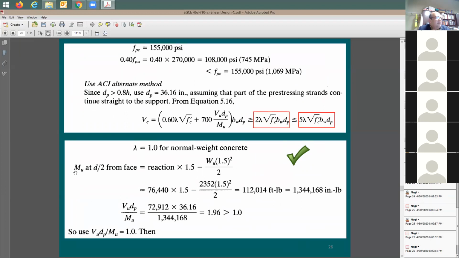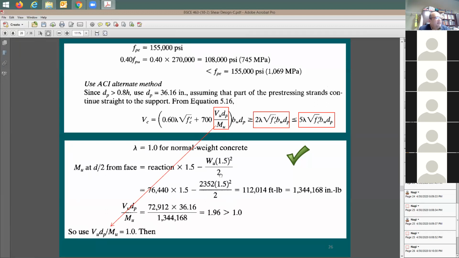I'm going to try to find this M sub u at d distance. So you find the moment demand at the critical section of shear, and also the shear demand at this critical section. And then you say V sub u divided by M sub u times d sub p. As you see here, it's equal to 1.96. Usually it's going to be more than 1, which means just use this to a limit of 1. So this factor in my equation is going to be equal to 1. I put it here. I'm going to be using 1.